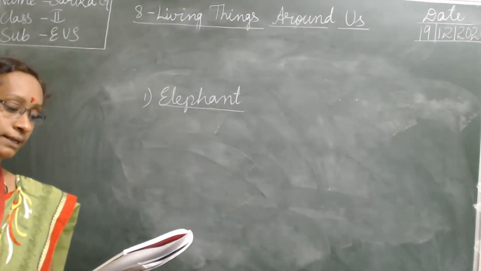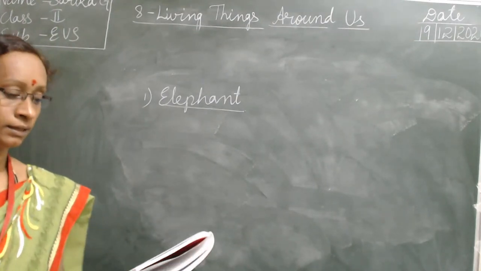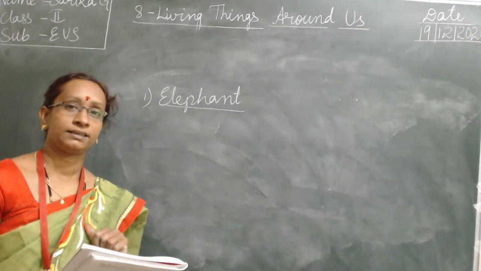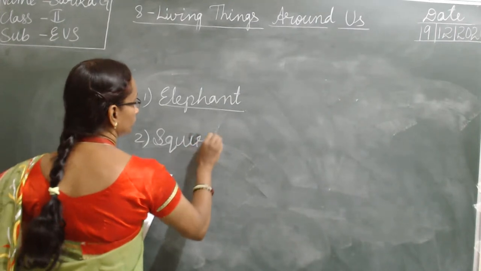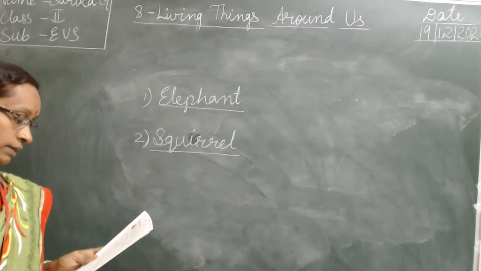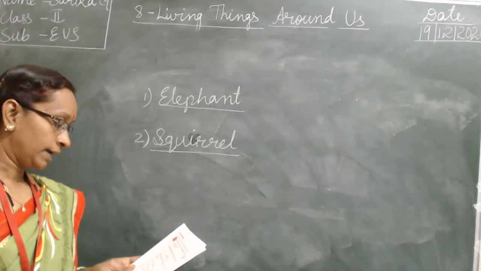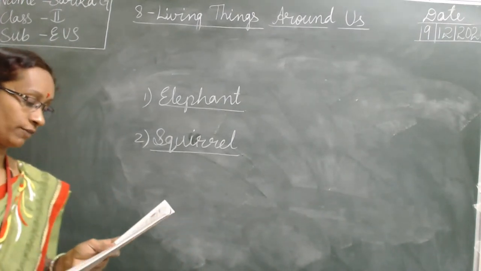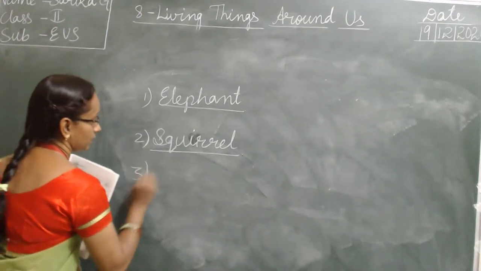A small animal that lives on trees, eats nuts and has a bushy tail. It is a squirrel. Next, third one: an animal with yellow and black stripes on its body. It has a tail and lives in the forest. Other animals are afraid of this animal. Which animal? It is a tiger.